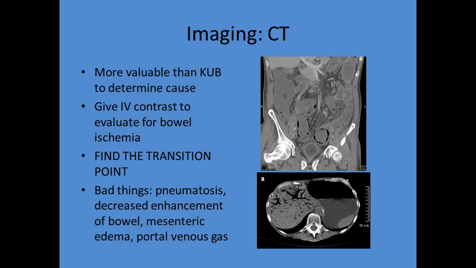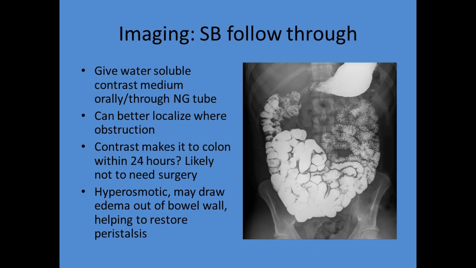If you find that, you'll typically be able to examine that area and hopefully figure out what the cause of the obstruction is. The really scary things you need to look for on CT imaging include pneumatosis, which you can see in this image here on the right, as well as, again, like I mentioned, decreased enhancement of bowel, any mesenteric edema, and portal venous gas. This image on the bottom right here is an extreme example of portal venous gas. Obviously, there should not be any air within the liver.